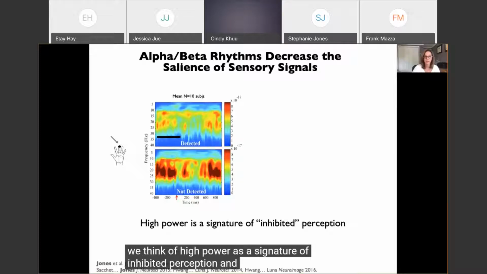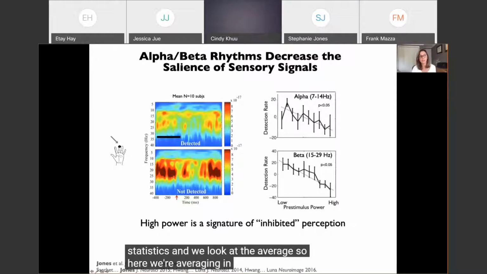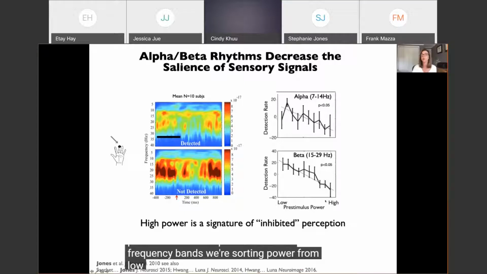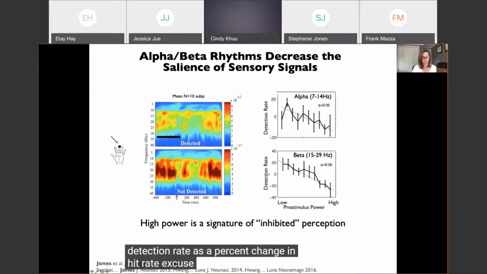And if we do some statistics and look at the average, so here we're averaging in the pre-stimulus period across the alpha and the beta frequency bands. We're sorting power from low to high, and we're looking at the detection rate as a percent change in hit rate from the mean. So the higher it is, the more likely the subject is to feel the tap to the finger. You can see very clearly there's a linear relationship between power and perception. The higher the power, the less likely the subject is to feel the tap to the finger.